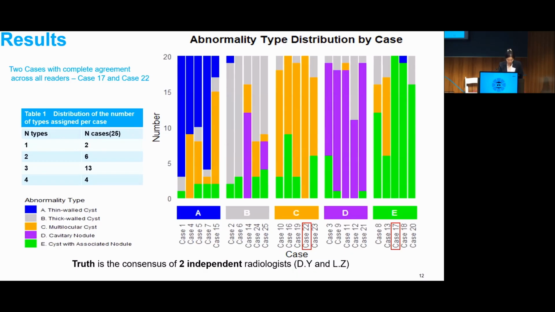Interestingly, there are only 2 cases with complete agreement across all readers. They are case 70 and case 22. Table 1 shows the distribution of the number of types assigned per case. There are 4 cases reported with 4 different types at moderate or high confidence level. They are cases 5, 7, 15, and 25.